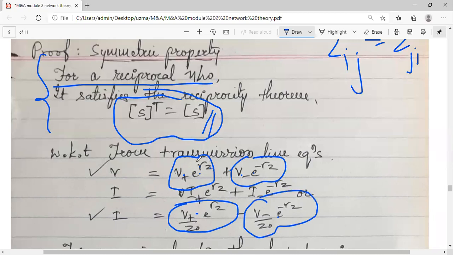So your traveling wave will be the combination of incident and reflected wave. Fine. So in the first V expression, V plus V minus, that is incident plus reflected, and for the I case, incident minus reflected.